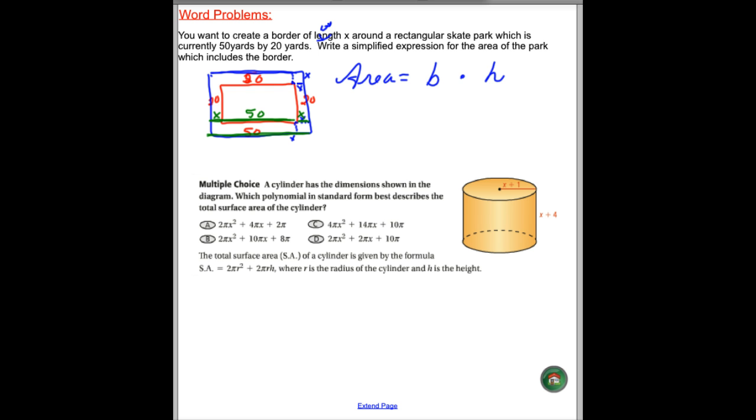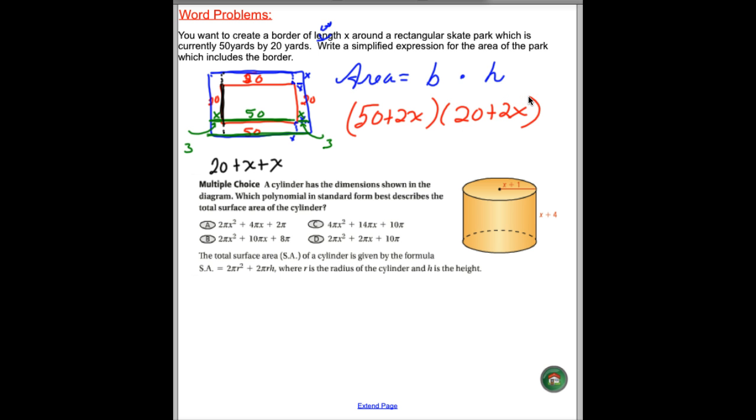Let's pretend it's a number here first. Suppose that was 3. You would automatically say, well, then it's 56. You went 50 plus 3 plus 3. Well, 50 plus x plus x is 50 plus 2x. Let's write that on there. Then my height, likewise, is right now 20, but I tacked on an x and another x. And 20 plus an x and another x is simply 20 plus 2x.